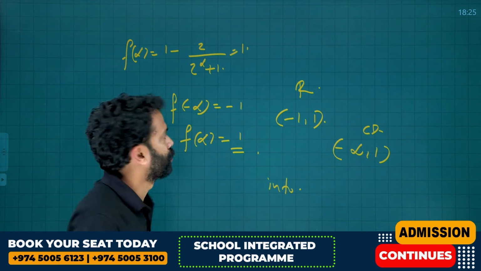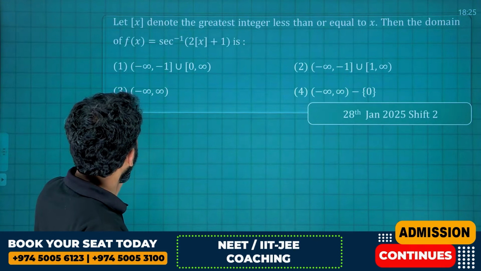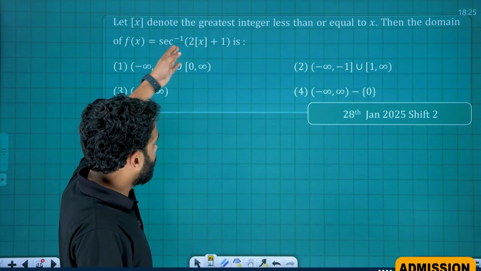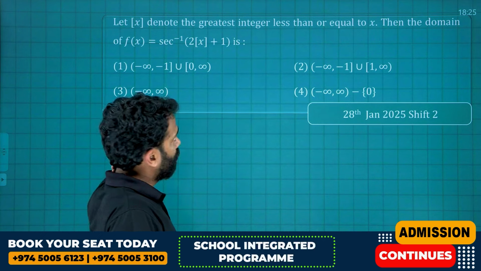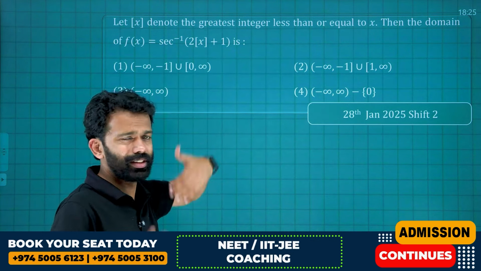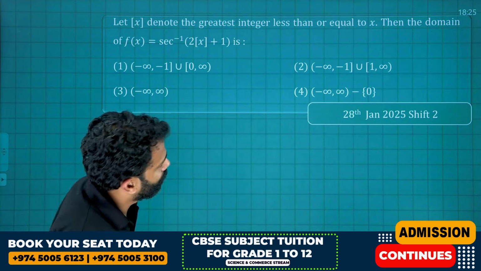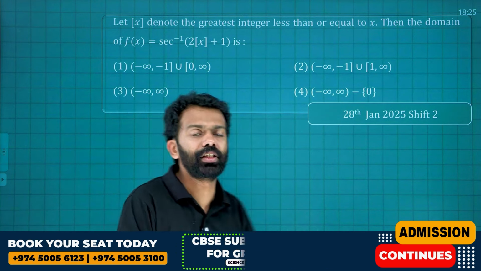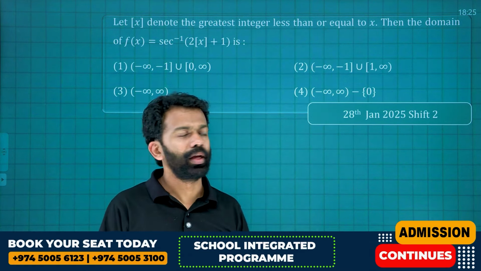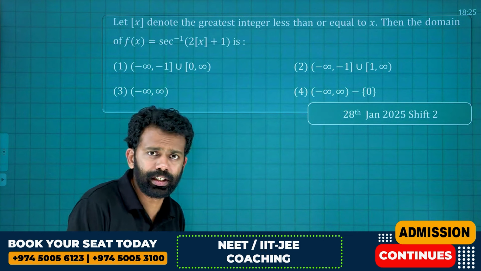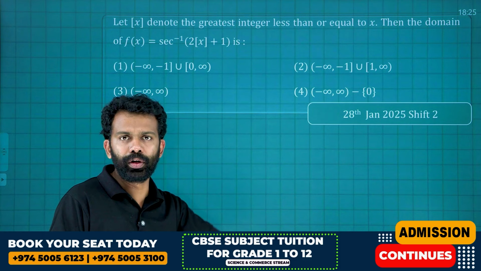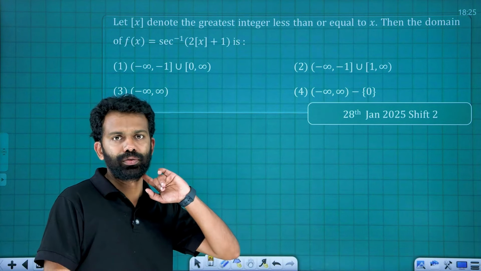Then the next question. Mod x represents the greatest integer less than or equal to x. I will call it box x. Greatest integer x is equal to box x. That's easier to tell and convey. Then you need to find the domain of f of x is equal to sec inverse of 2 times box x plus 1. So what is the domain of sec inverse of x? Closed interval 1 to infinity union minus infinity to closed interval minus 1, in the reverse order.